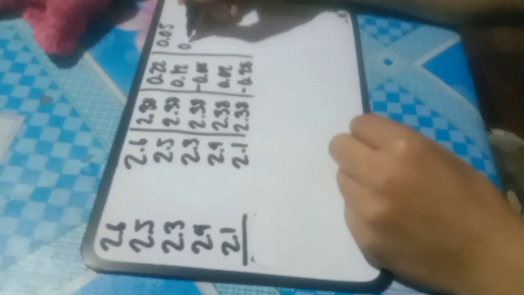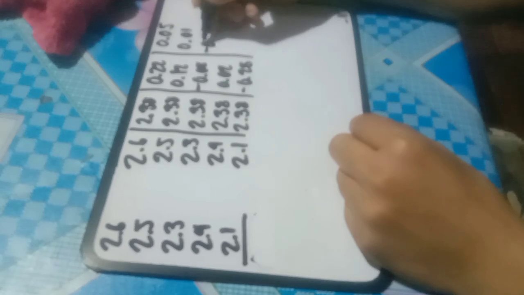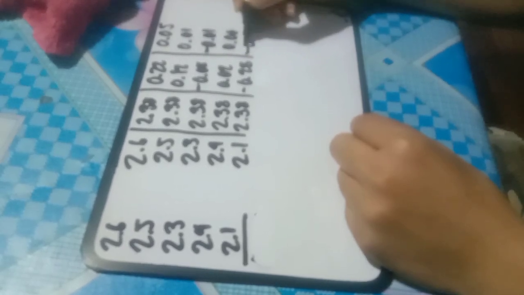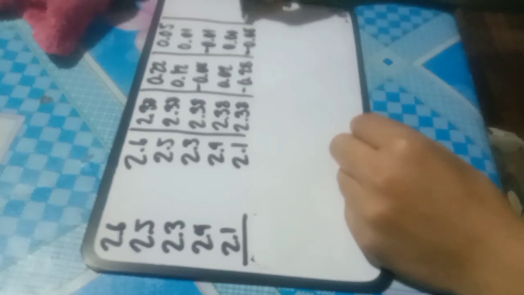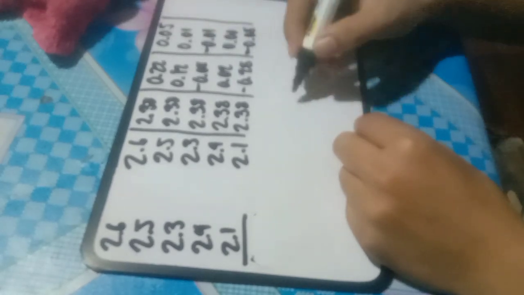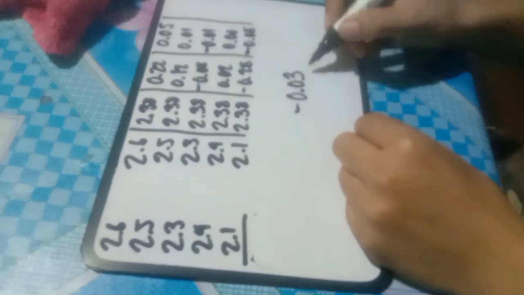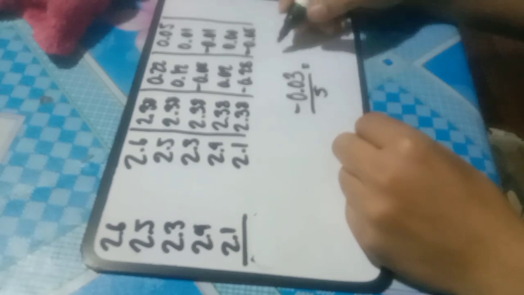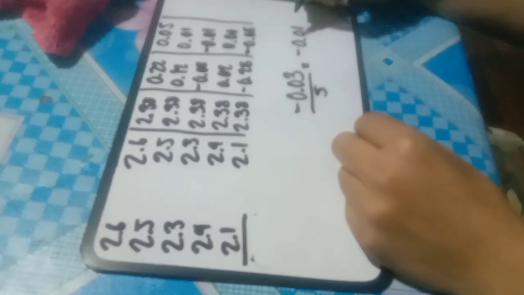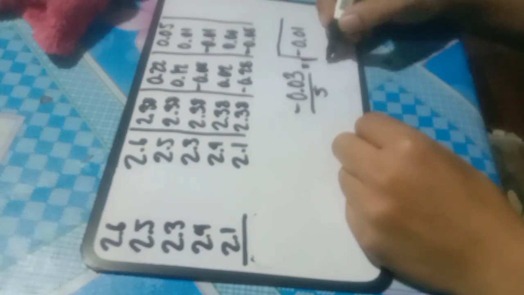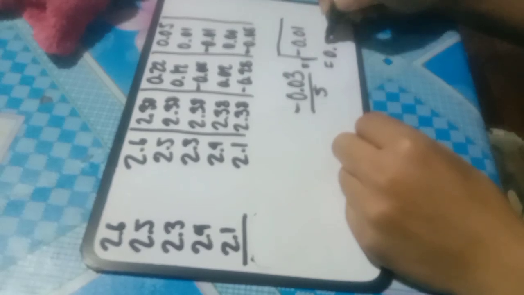0.05, 0.01, negative 0.01, 0.00, negative 0.08. And we're gonna add all this again, which is equal to 0.03. And we're gonna divide this into 5, which is equal to negative 0.01. And we're gonna square this, which is equal to 0.10. And that is our answer.